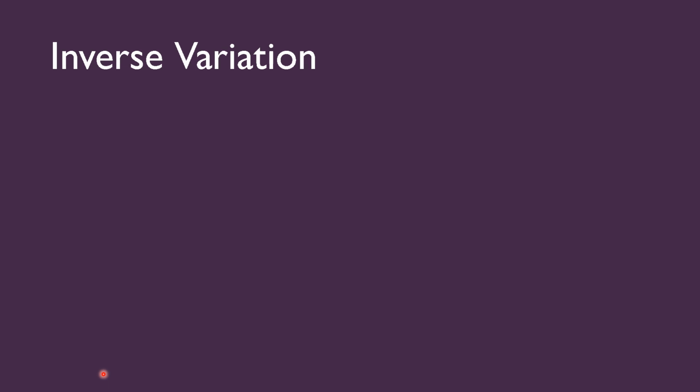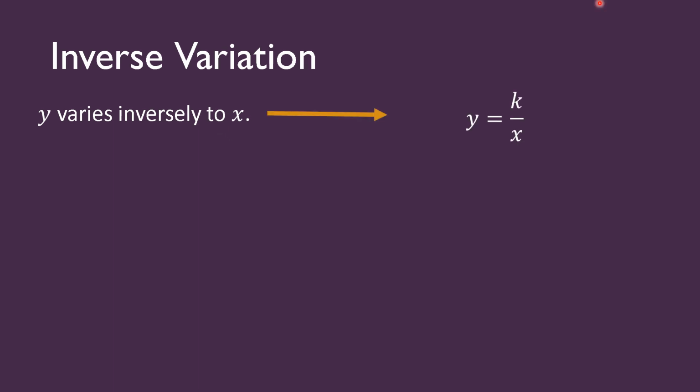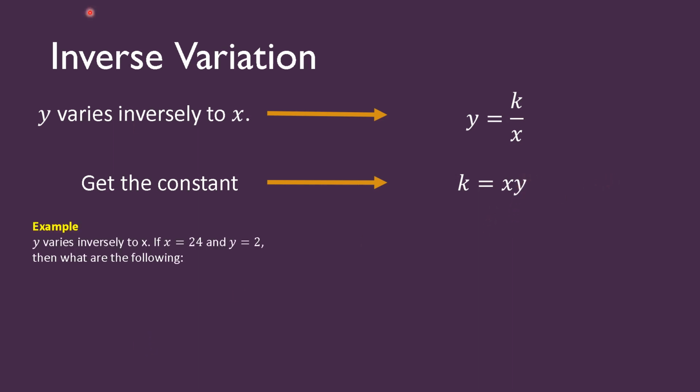Let's have another variation. Next is the inverse variation. It's stated that y varies inversely to x. The formula is y is equal to k over x, where k is the constant. Now, we need to get our constant to start with this one. Therefore, our constant would be equal to x times y. Let's have now a problem. y varies inversely to x. If x is equal to 24 and y is equal to 2, then what are the following? First one is the constant. Second one is if x is equal to 4, then what is y? Then if y is equal to 8, then what is x?